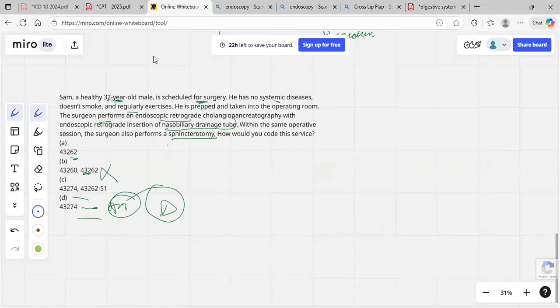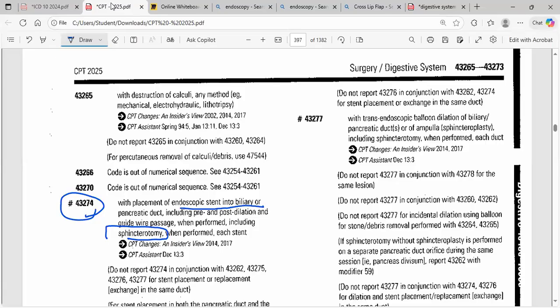We cannot bill with 43262 because this already includes this one. And here also we have this instruction that we cannot bill 43274 in conjunction with 43262.